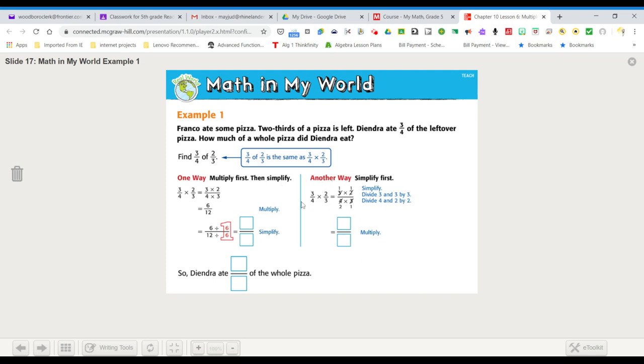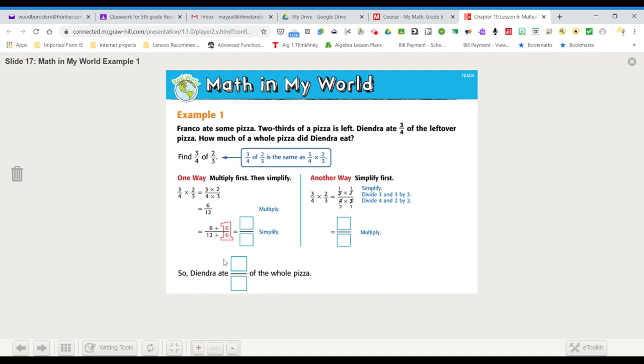I'm not going to teach you this. This is some shortcuts that you'll learn in algebra. If we were in the classroom, I would certainly teach you this, but we're just going to focus on this first way because it's too hard to explain in video form. So we're just going to do this where you multiply straight across. So 3 times 2 is 6, 4 times 3 is 12, 6/12 dividing by the greatest common factor.